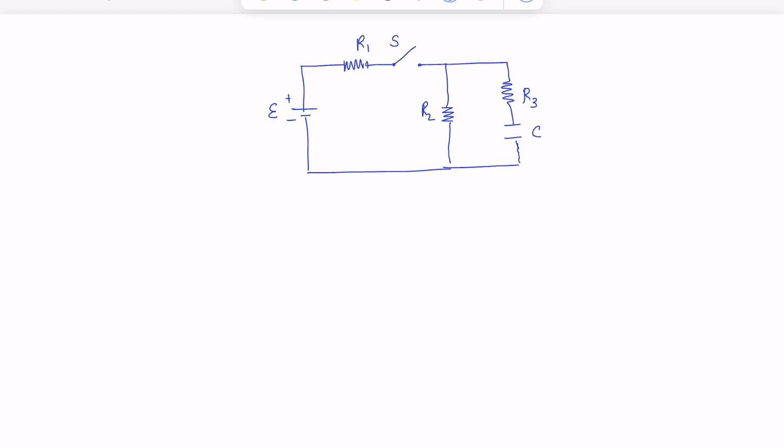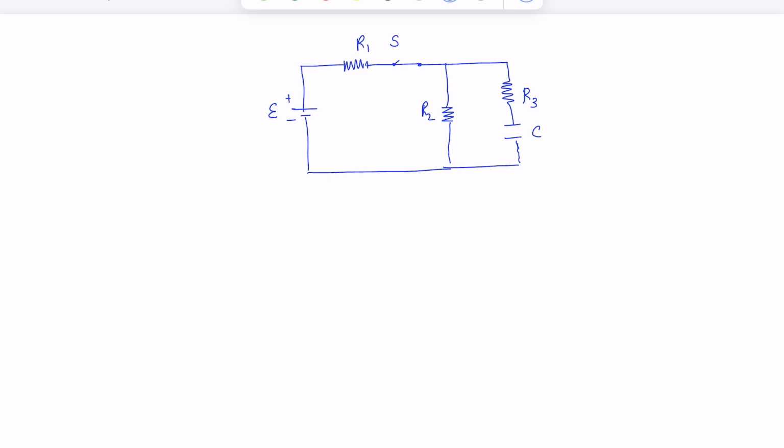When the switch is turned on, the circuit's going to look like this. What will happen is, because of the potential difference epsilon, this capacitor will charge. So I'm just going to talk about what happens at t equals 0, that is just the moment after the switch is turned on, and what happens when t equals infinity, that is a time when a significant amount of time has passed after the switch is turned on.